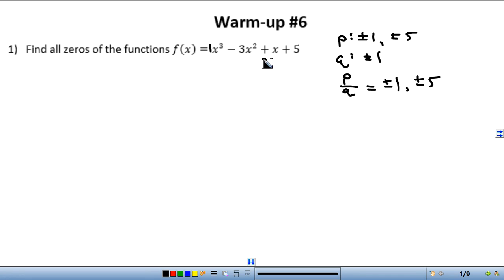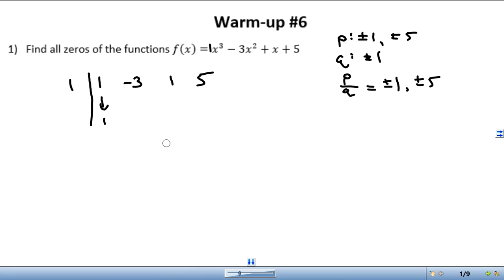So I've got 1, -3, 1, and 5. And I'm just going to do synthetic division. So I'm going to start off with 1. Hopefully it's 1. If not, maybe it's -1. We're going to find out. So bring down your 1. 1 times 1 is 1. So that's -2. 1 times -2 is -2. Nope. It's definitely not a root of 1.